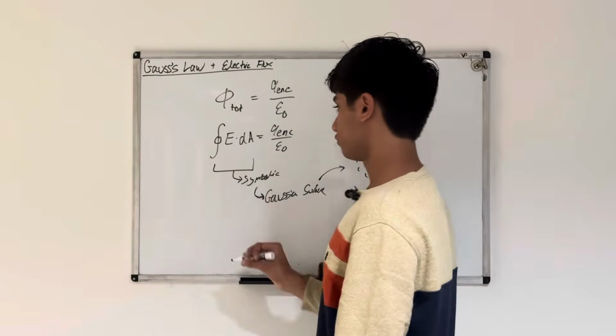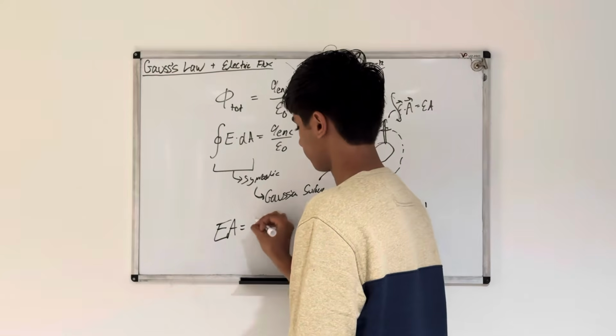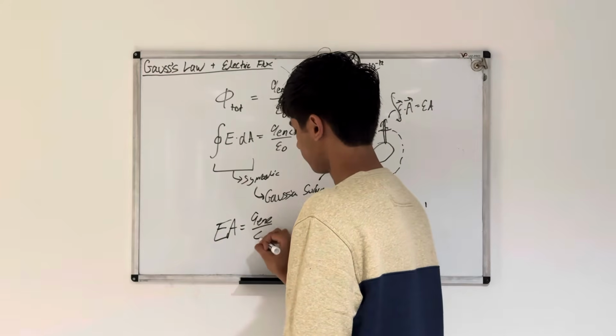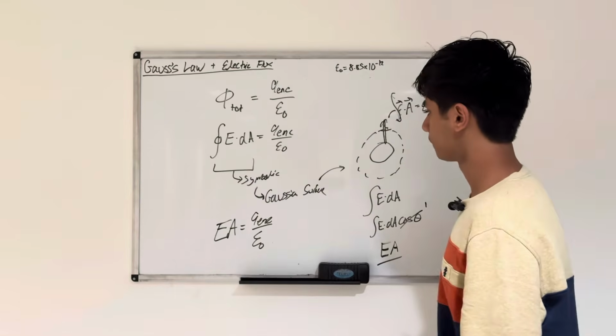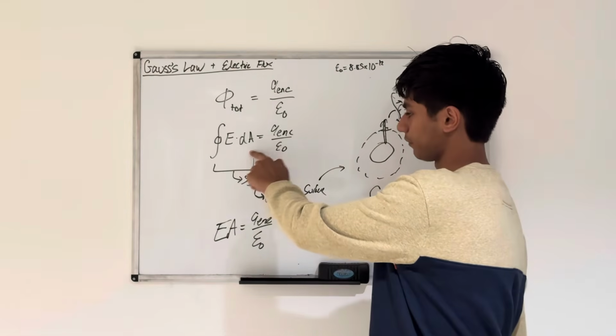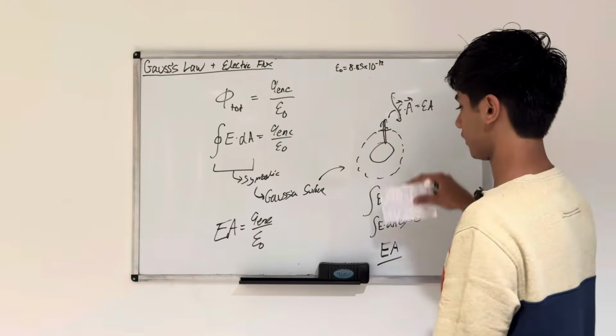And so whenever you get this, usually what's going to happen is this is just going to become EA equals Q enclosed over epsilon naught, and then you just solve for E based on this equation. But it is important that you write this. This is like the first step. Then you can go to this part after you make a Gaussian surface such that you match the symmetry of the object.